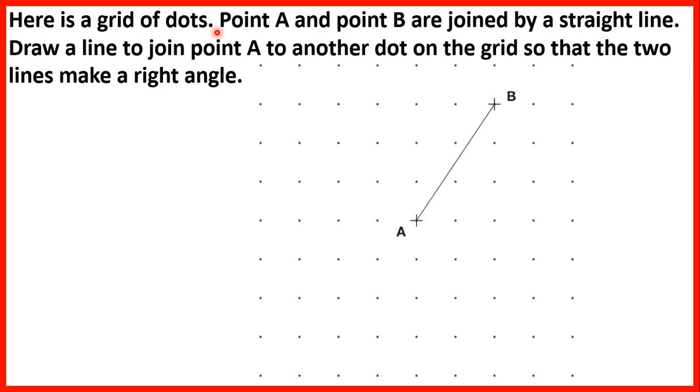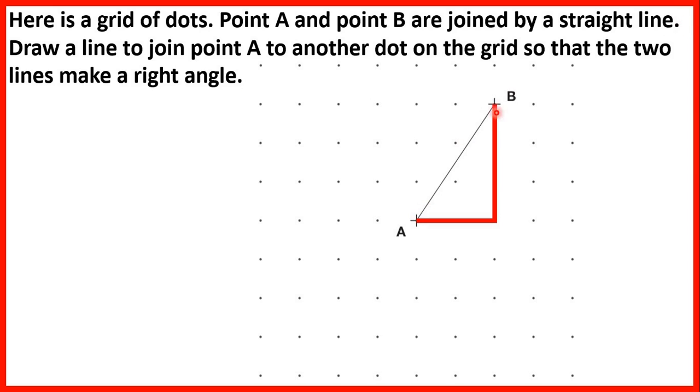Here is a grid of dots. Point A and point B are joined by a straight line. Draw a line to join point A to another dot on the grid so that the two lines make a right angle. So remember, a right angle is a 90-degree angle, and that's the same size as the corner of a piece of paper or the corner of this screen.